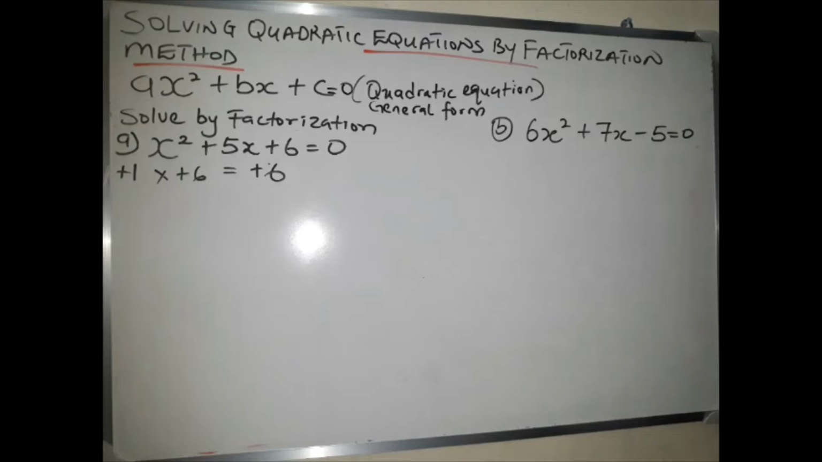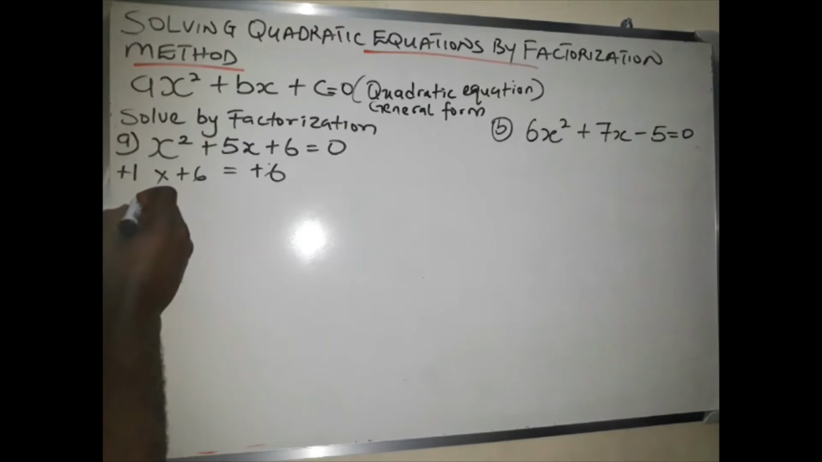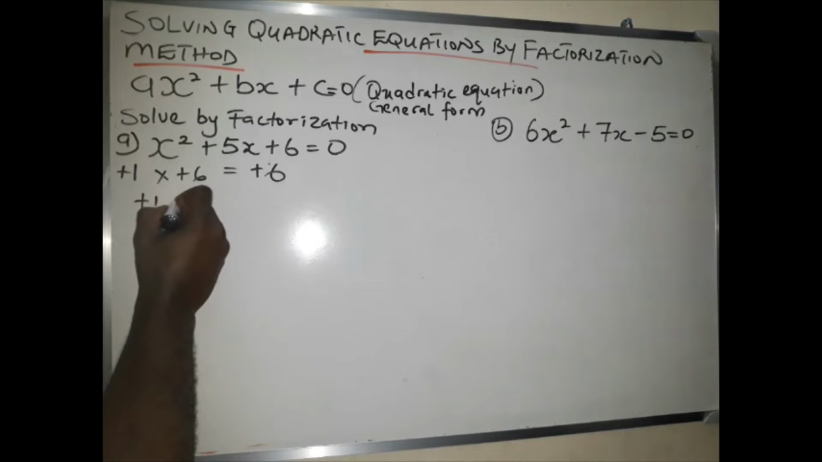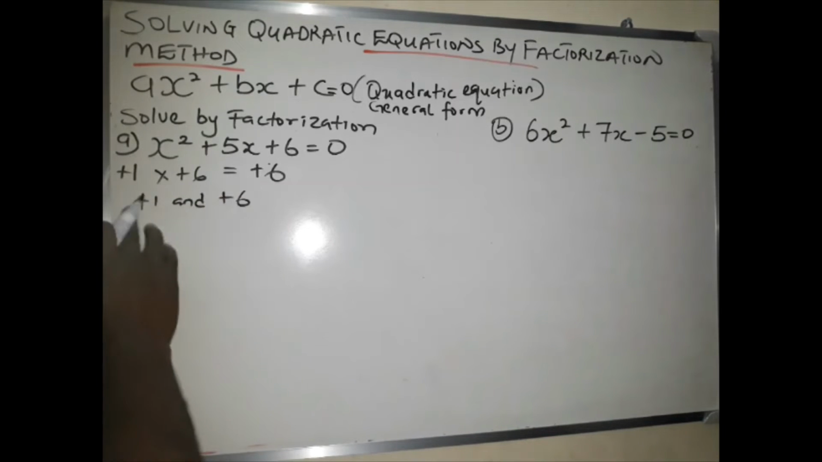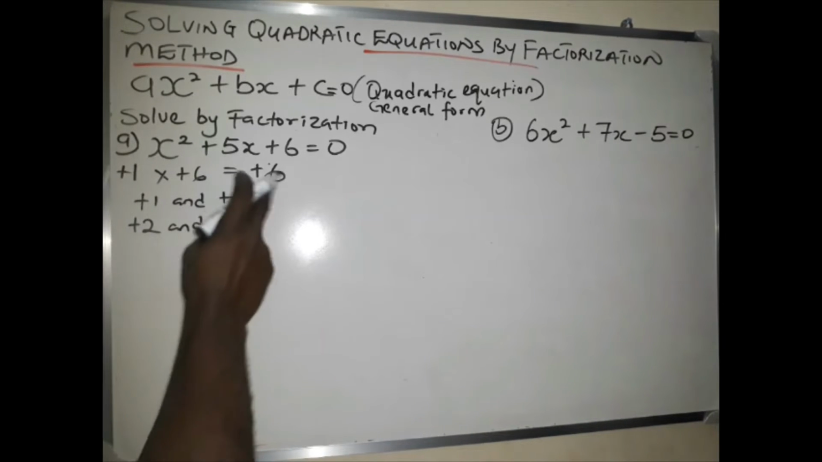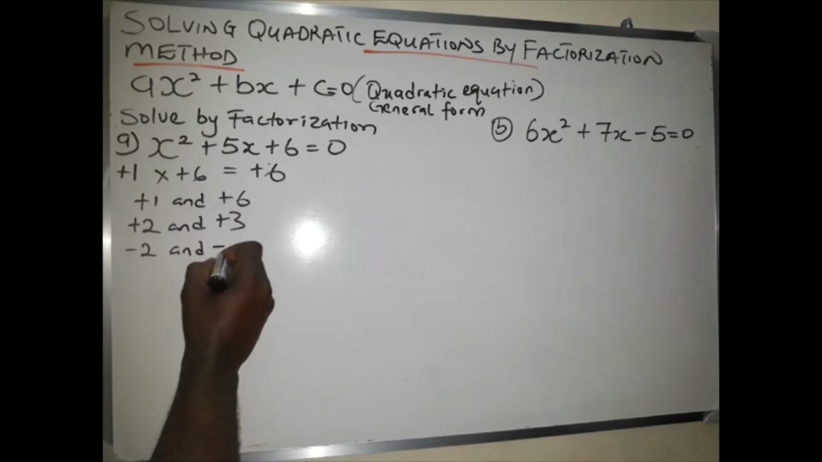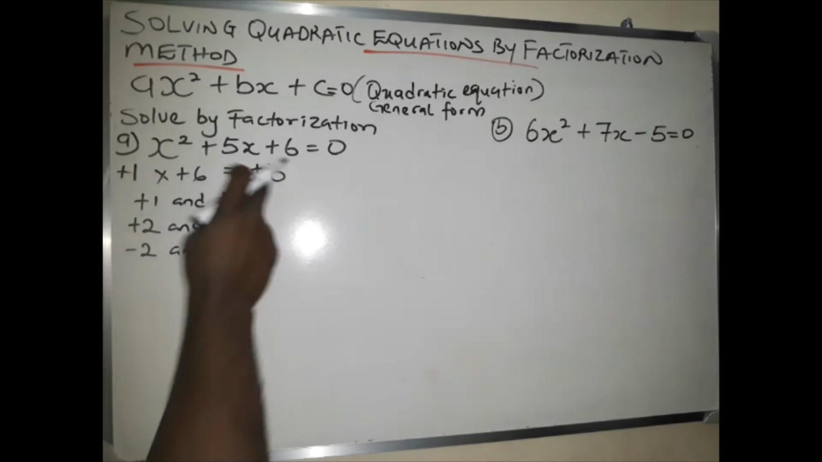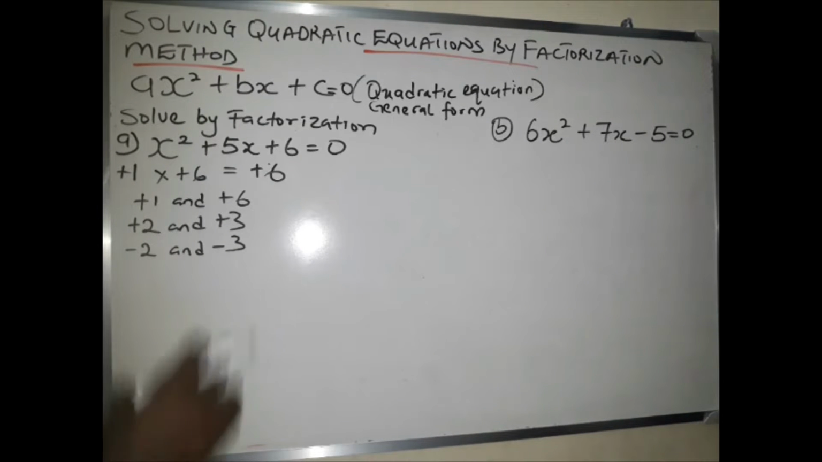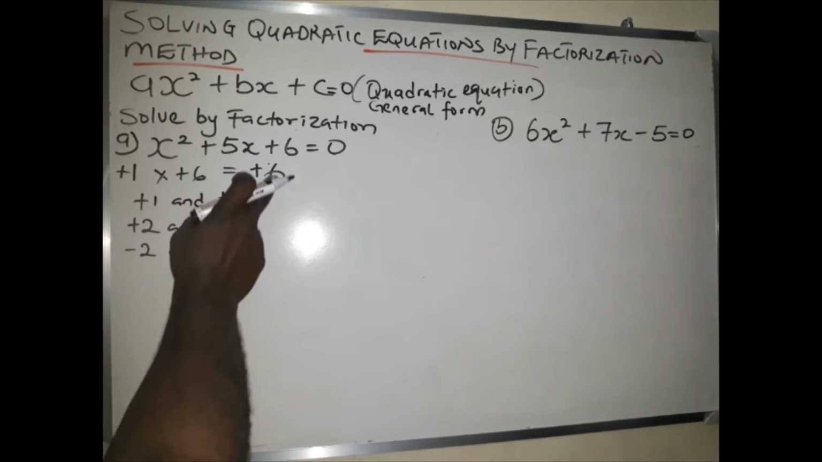Now, you start by writing down the factors of plus 6. The factor pairs of plus 6 are plus 1 and plus 6, which when multiplied together give you 6. You also have plus 2 and plus 3, which when multiplied together also give you plus 6. Then you also have minus 2 and minus 3, which when multiplied together give you plus 6. So these are the factor pairs of 6. When you multiply each of these together, it gives you plus 6.